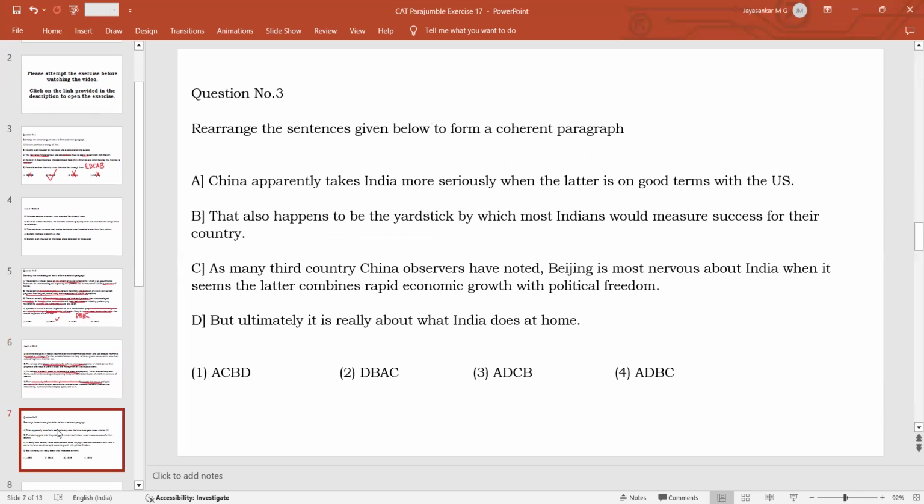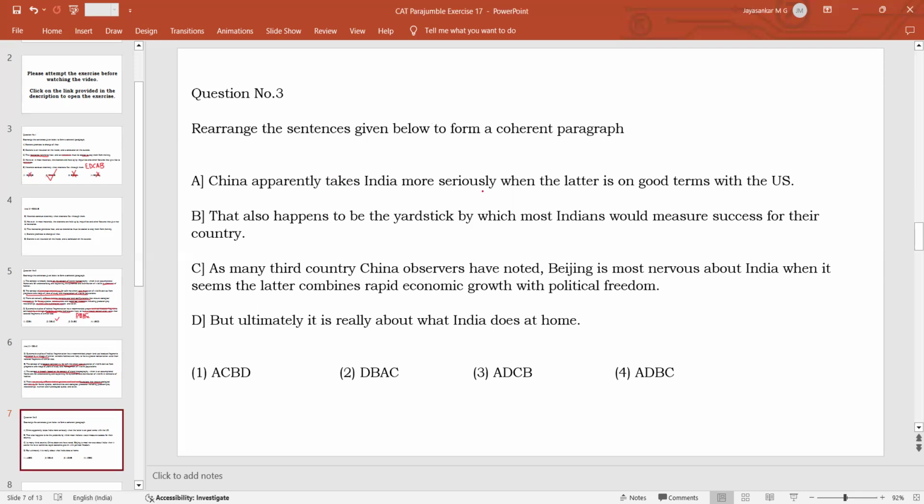All right, now go to question number 3. It is talking about the relationship between India and China, what are the dynamics of the relationship, and the different things that India is doing as a result of which China is worried or becoming nervous. All these things are stated here. So, we can try to establish a connection between the sentences. How can you establish a connection?